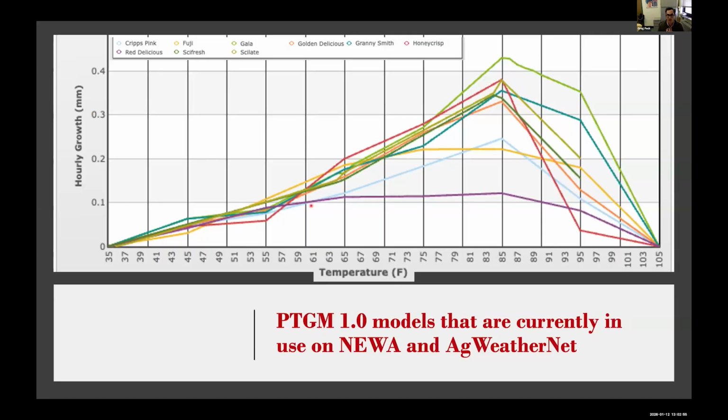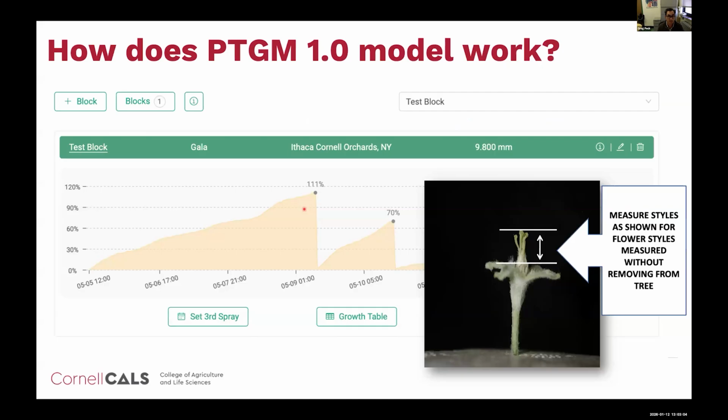And each of these developed into a model that could be used in either NUA or the Ag WeatherNet system for those in Washington. And once you had all that data and we had this programmed in, this is what the NUA looks like for the Eastern growers. The one at Ag WeatherNet looks a little different, but it's basically the same.